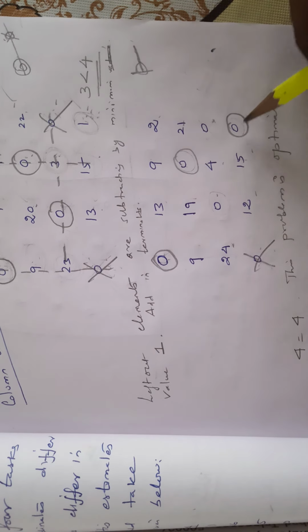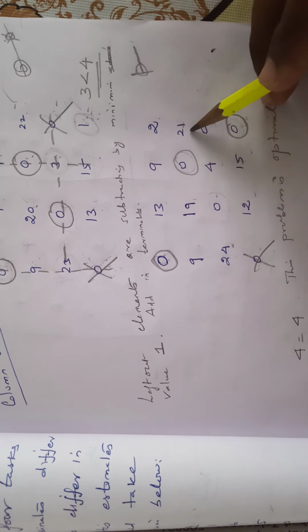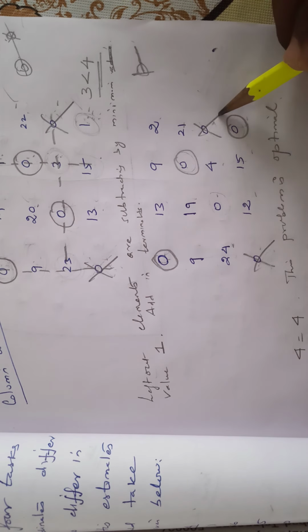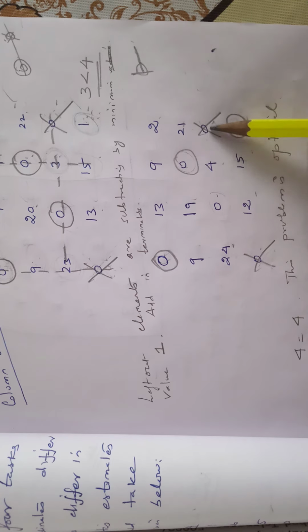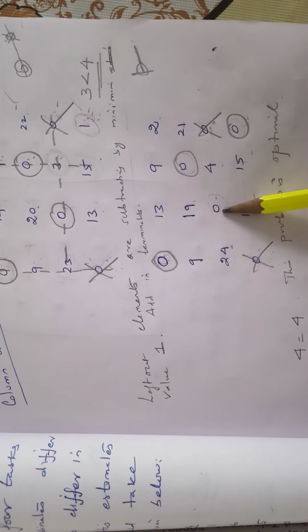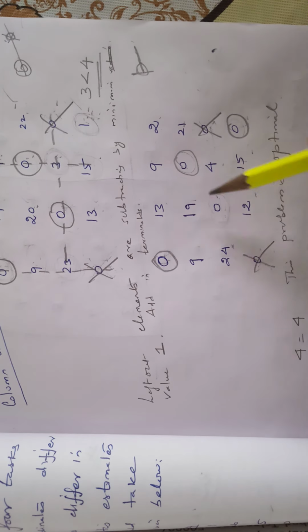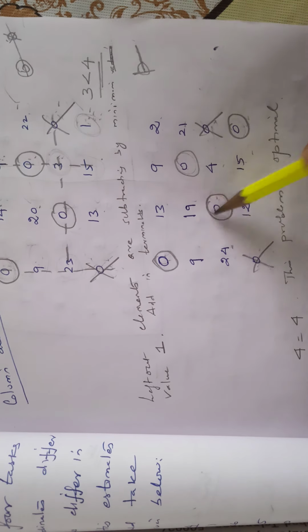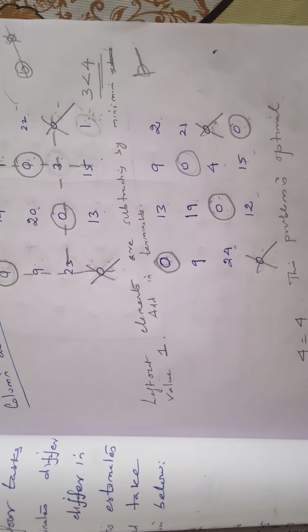Only we have to select this 0, the corresponding column, cross out this 0. So already we have crossed out this 0. In this row, only 1 0 is left out. So we have covered this 0. So this is the 0 selection.